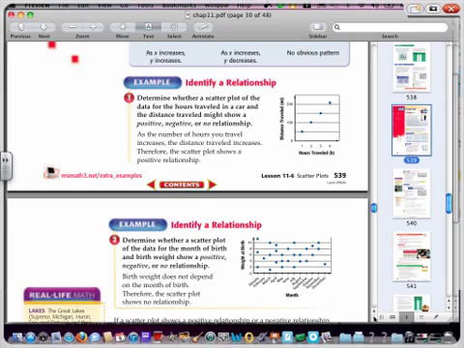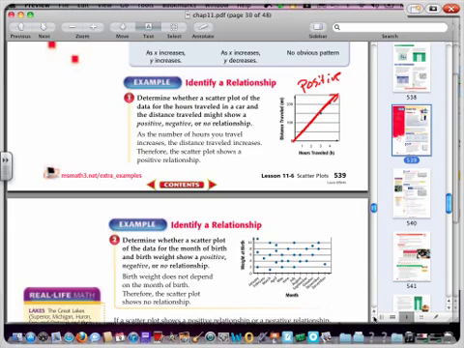And it looks like in this one, yes, definitely you can draw a line. Looks like you can even get it to go through every point. And so, yes, there is a relationship. Since that hill is going up as you go to the right, we call that a positive relationship. So this would be a positive relationship in this particular example.